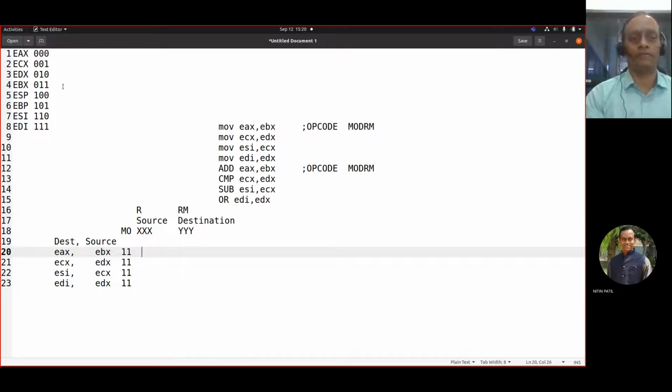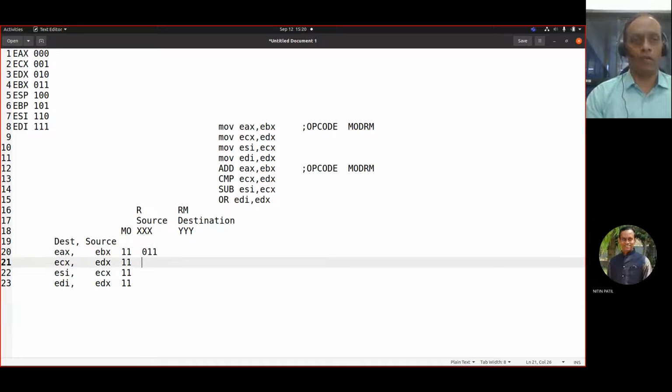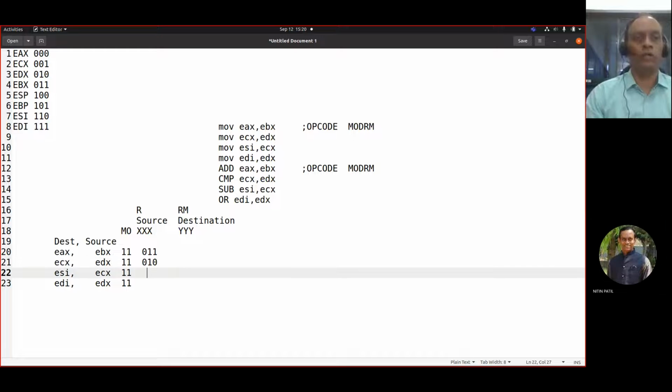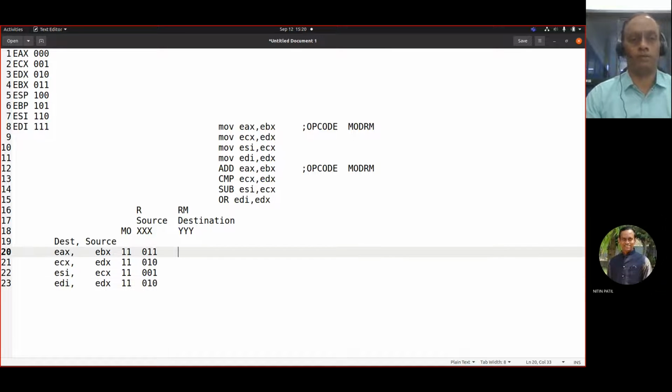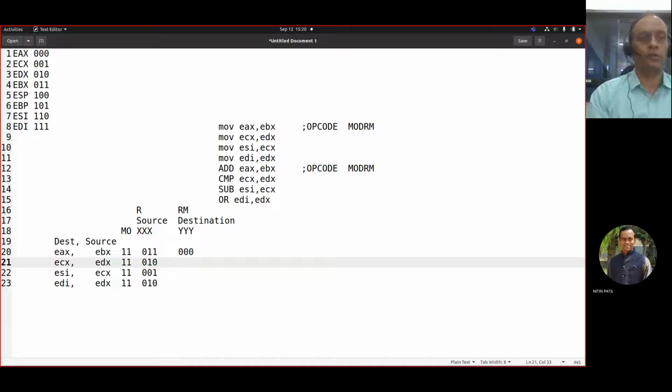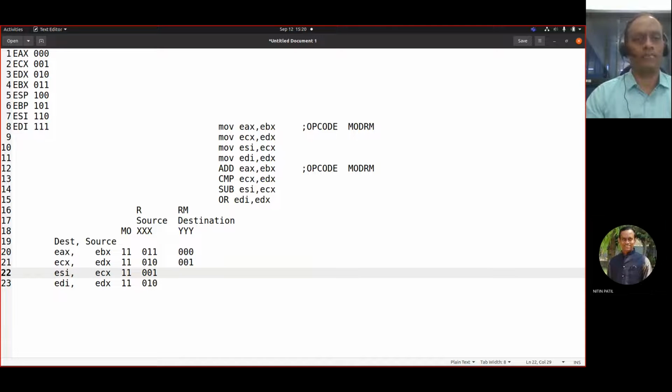If I see, the number for EBX is 0 1 1. Correct. Now for the next instruction, whatever the operand order is, I am having the source as EDX. So for EDX, I am having 0 1 0. For ECX, say in this case 0 0 1. And for EDX, I have 0 1 0. Now let us talk about the destination. Destination is EX, so the register number is 0 0 0. ECX is 0 0 1. Then ESI is 1 1 0. And for EDI, we have 1 1 1.